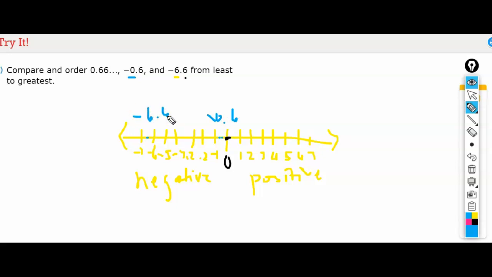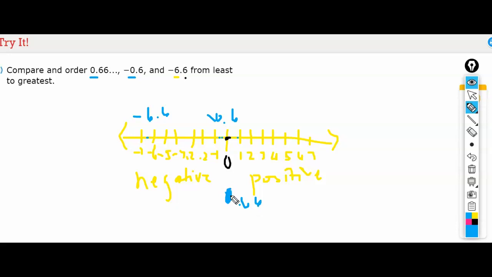And then we have positive 0 and 66/100, which would be between 0 and 1 on the positive side because it's not quite a whole number because it's a 0, but it is close to being a whole number. So we will have that be somewhere right in there, and that's going to be our 0.66. So it says to compare and order them from least to greatest.